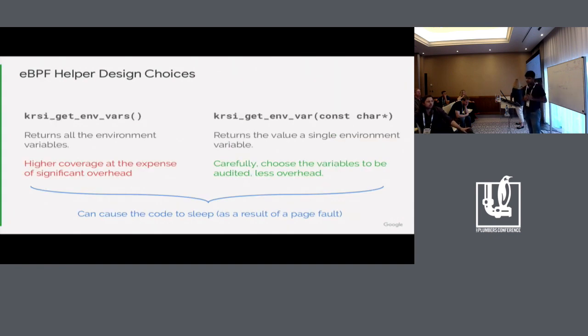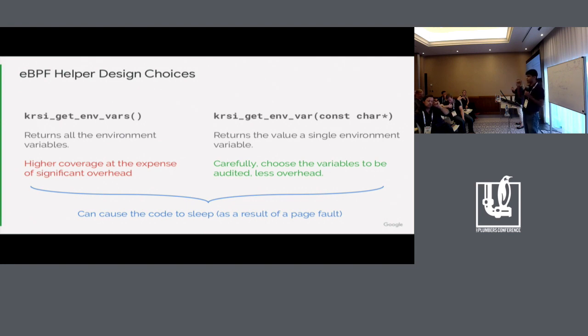That's the example I was talking about, the helper design choices. The security analyst tells you that we want to log environment variables, right? You could write a helper that is get envars. The environment variables can be 32 pages long. I was surprised to see that, but yes, they are. And this gives higher coverage, but significant overhead because you have to copy environment variables into a buffer.